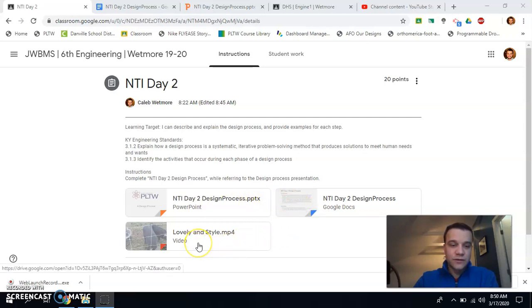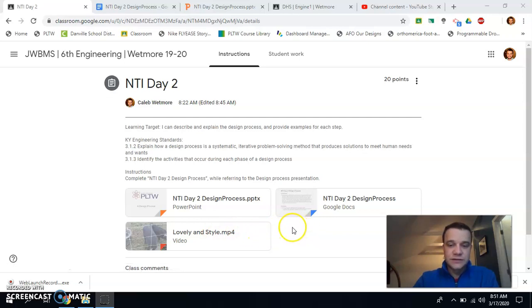There is also a video of Lovely and Style. Now, Lovely and Style are 2 pigs that live at our house. Well, they don't live in the house, they live outside. They were named by my 6-year-old daughter. I'm not sure why Lovely and Style, but that is what she decided to call them. So if you want to see Lovely and Style, they're right there.